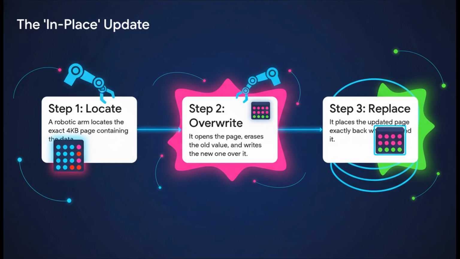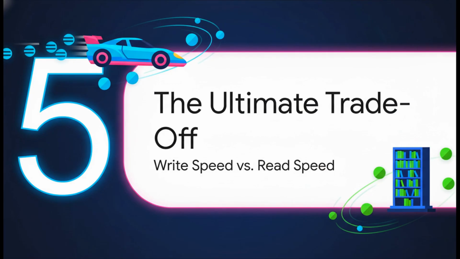Now, what's really fascinating here is the core difference. A B tree doesn't append. It performs what's called an in-place update. A robotic arm locates the exact 4KB page with the data, opens it up, erases the old value, and writes a new one right over it. Then it puts that updated page exactly back where it found it. No mess. So there you have it.